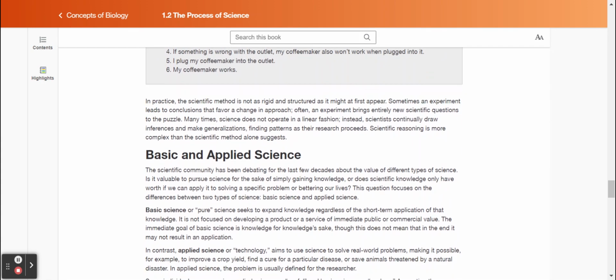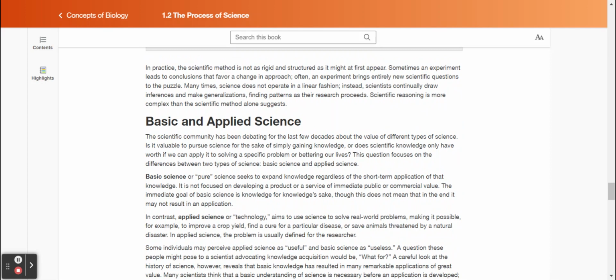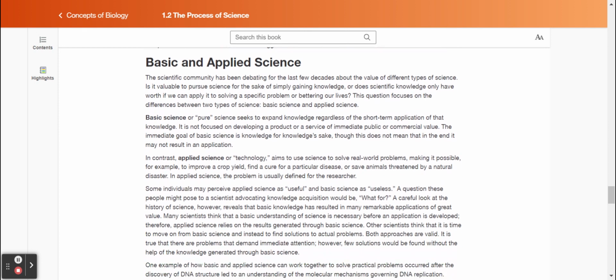In practice, the scientific method is not as rigid and structured as it might at first appear. Sometimes an experiment leads to conclusions that favor a change in approach. Often, an experiment brings entirely new scientific questions to the puzzle. Many times, science does not operate in a linear fashion. Instead, scientists continually draw inferences and make generalizations, finding patterns as their research proceeds. Scientific reasoning is more complex than the scientific method alone suggests.